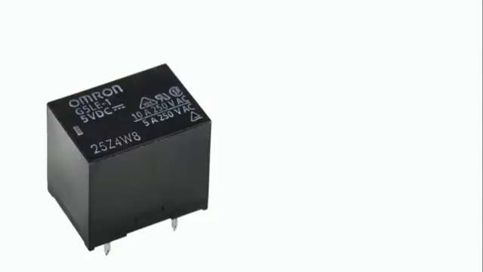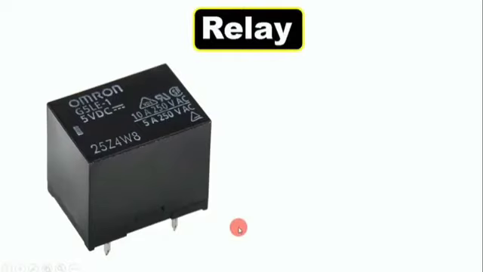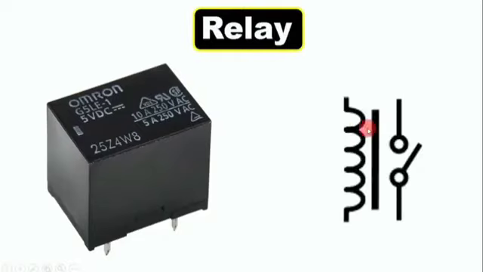Now friends, the last component of this video is left. This component is known as a relay. The symbol of a relay is made like this. We use this relay in a circuit where we have to operate high voltage and high current. Now friends, in this relay, there is a coil. Like here you can see a coil is made. To this coil, we have to provide an input power supply. This input power supply can be of low voltage also.